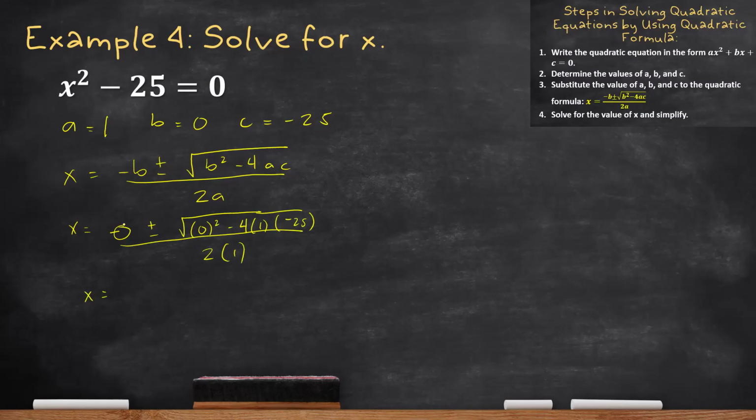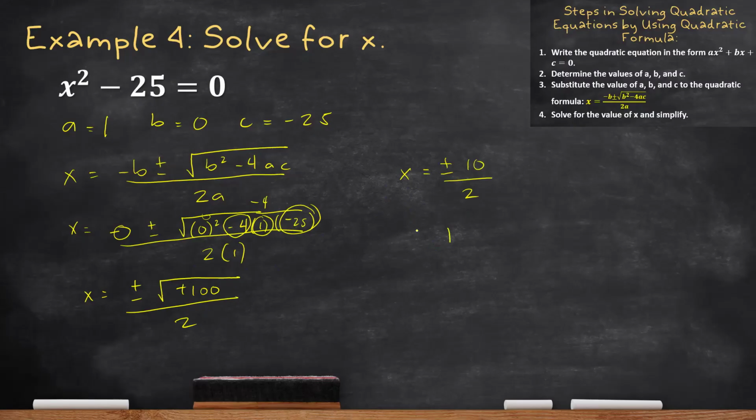So, x is equal to 0 na yan, di ba? So, ano na lang natira? Plus minus square root of, now, we have here, 0 squared is 0, but we're going to multiply negative 4 times 1, that is negative 4, times negative 25, that is now negative times negative positive, right? 100 all over 2 times 1 is 2. So, what is now the square root of 100? That is 10. So, we have now x equals positive negative 10 over 2.